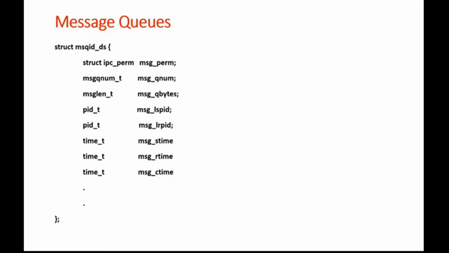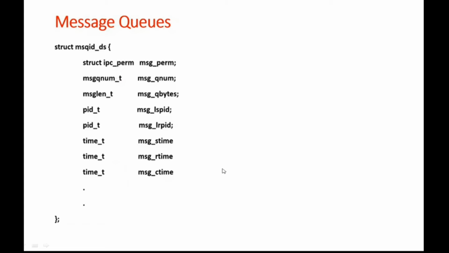Then msg_lspid tells the PID of the last process that sent a message. Then msg_lrpid is the PID of the last process that retrieved a message. Then the time_t fields: it has three elements, msg_stime, msg_rtime and msg_ctime.